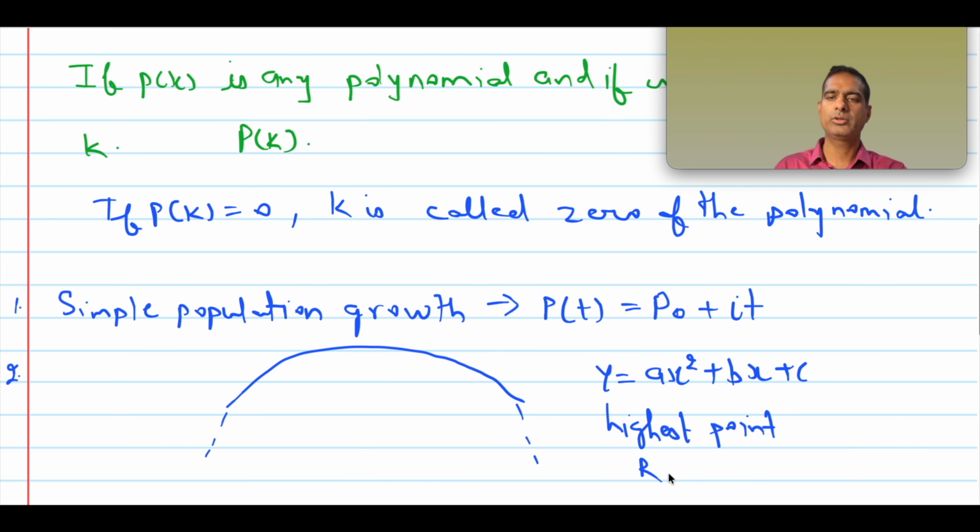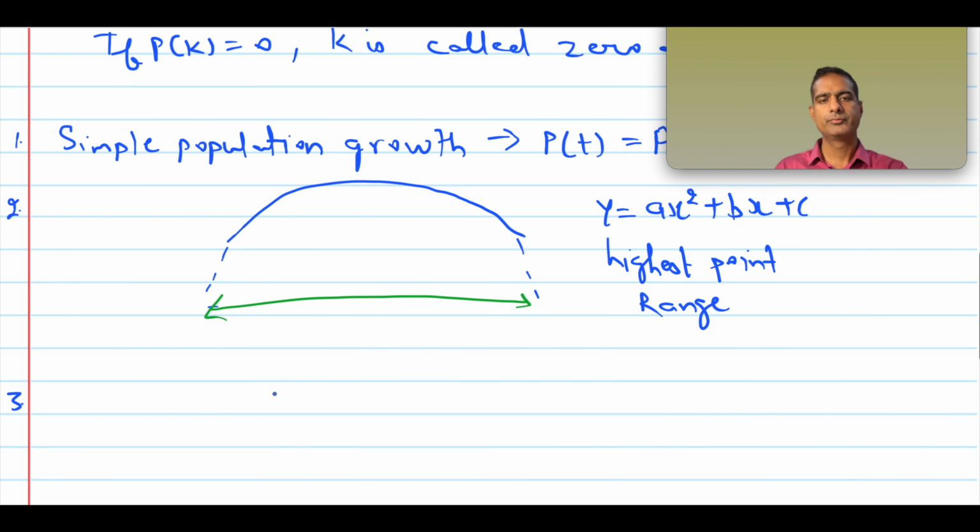We can find out its range, like how much distance it will cover. So this is the range of this parabolic trajectory. Similarly, we would have seen our dish antennas at the top, which is in the shape of the parabola.